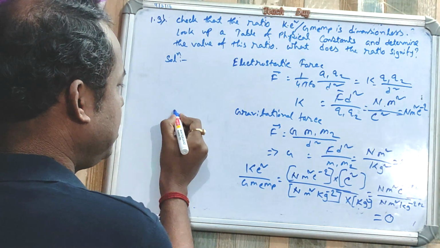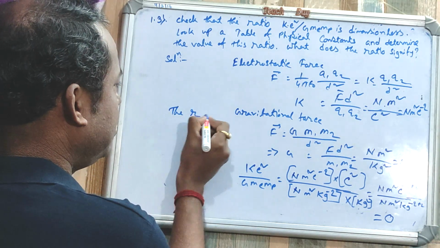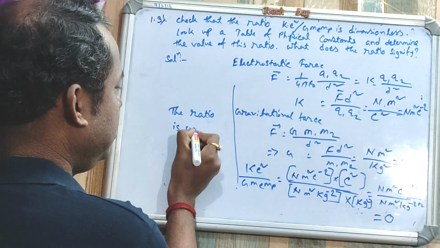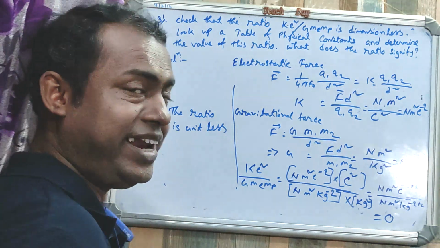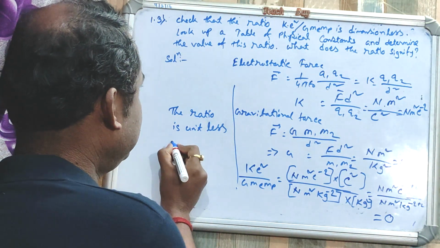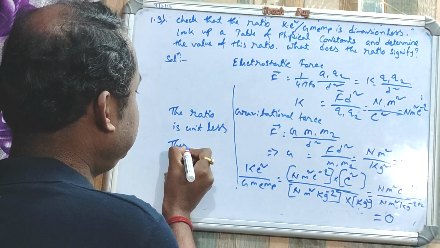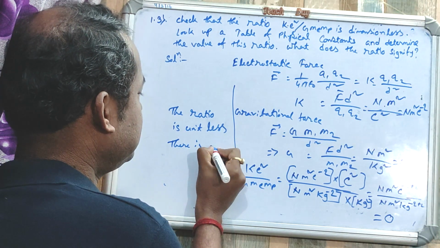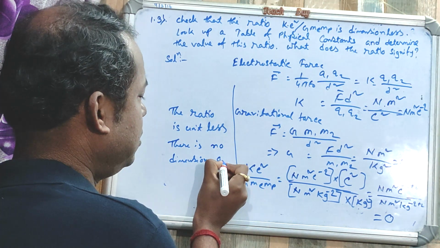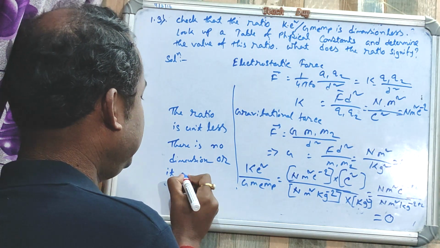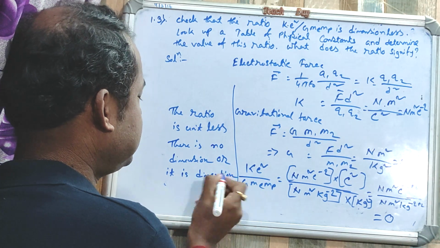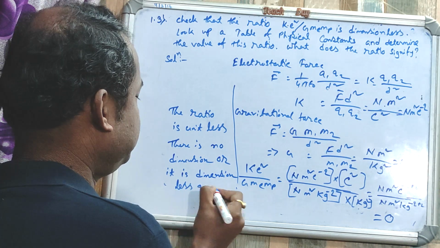So this ratio is unitless. When the ratio is unitless, therefore there is no dimension. So there is no dimension, or it is a dimensionless quantity, a dimensionless value.